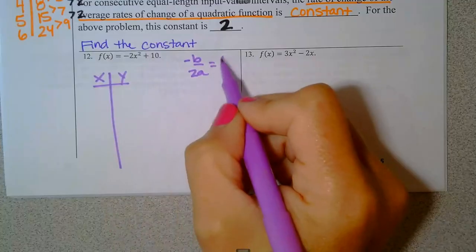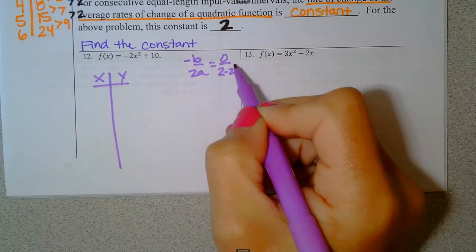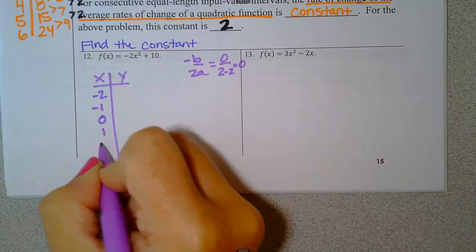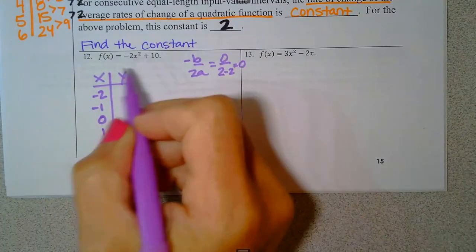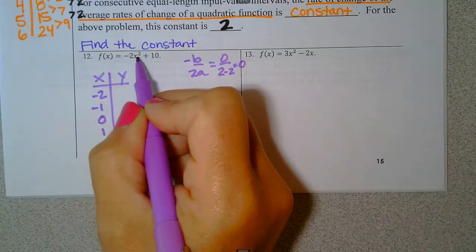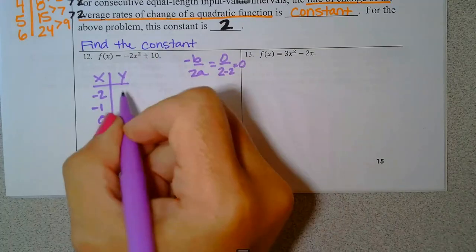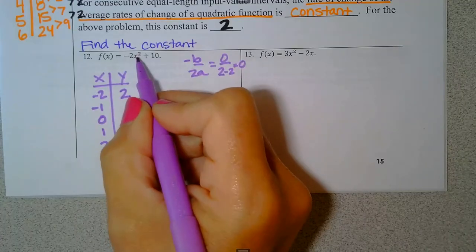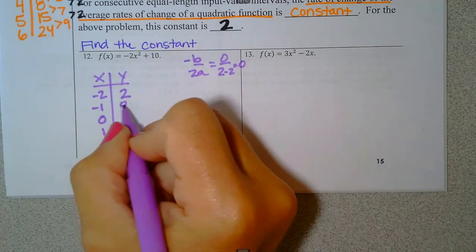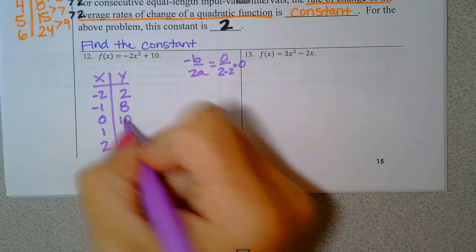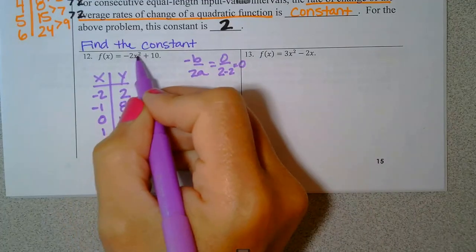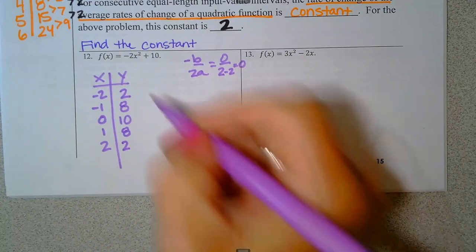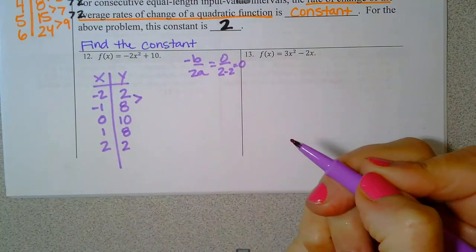So this is just 0 over 2 times -2, so that's 0. So I'm gonna have 0 in the middle and I'm gonna do 1 on each end. So negative 2 squared is 4, times negative 2 is negative 8, plus 10 is 2. Negative 1 squared is 1, times negative 2 is negative 2, plus 10 is 8, 0 plus 10 is 10, and then these repeat. 1 squared times negative 2, plus 10 is 8, and 2.